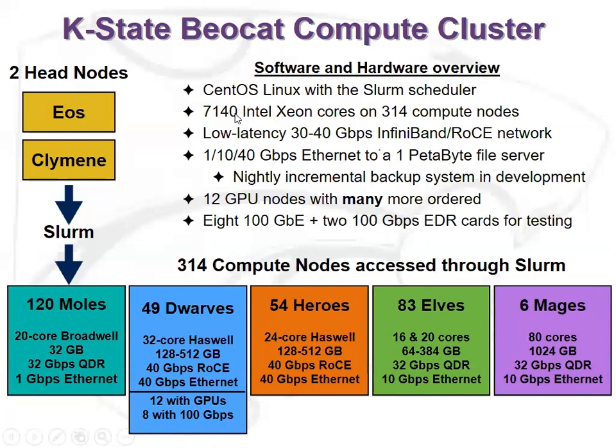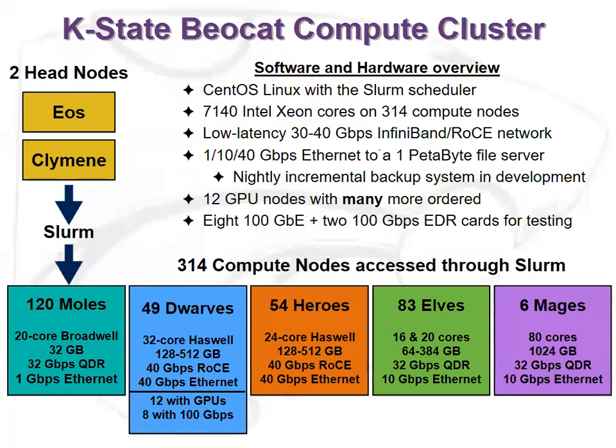We have 7,000 Intel cores total on just over 300 compute nodes. Again, good InfiniBand, good networking in between all of them. 1 petabyte effective file server. We're setting up nightly incremental backups. We have 12 GPUs in the nodes, and we actually have an order for a little over 20 new machines coming in with 4 GPUs per node. So we're really expanding on our GPU capabilities. We're also adding 2 large memory machines in.